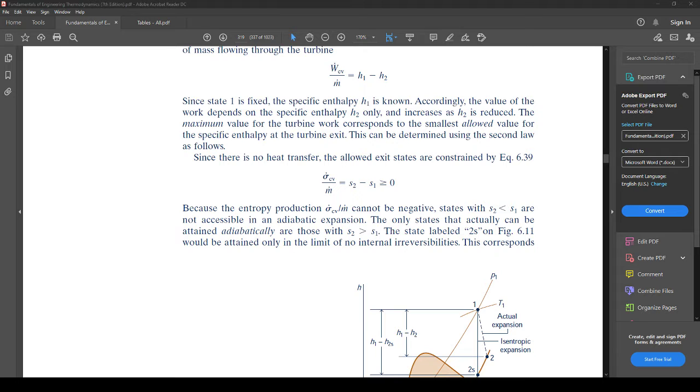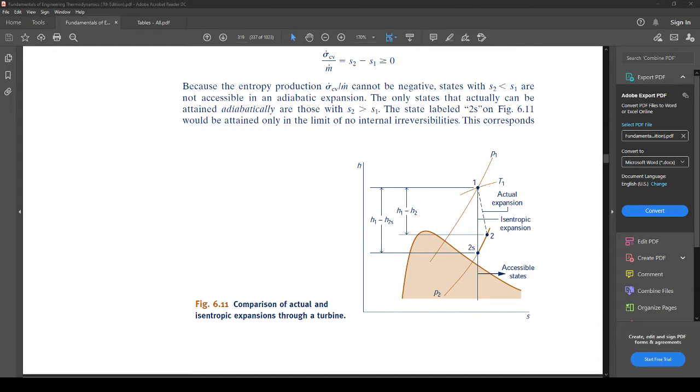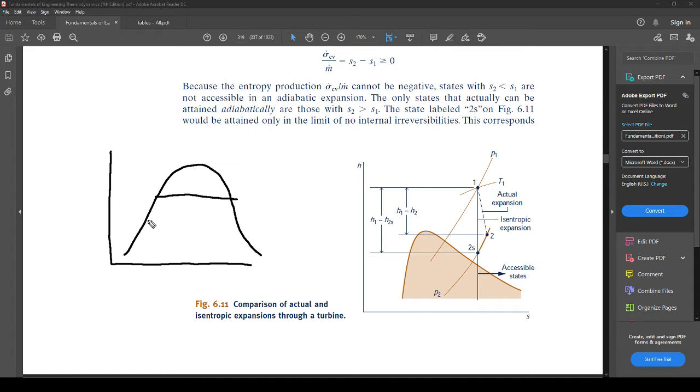And then it says the states labeled 2s on figure 6.11 would be obtained only in the limit of no internal irreversibility. So this is where the notation comes in; you have to learn this. So I'm going to draw my chart again here, a little bit better this time. And this is going to be a TS diagram for the people wondering, so S and T. How you show the perfect state is you mark it with an s. So it's supposed to be like state 2 isentropic. If we did state 1, and it looked like this, I know it's not a straight line, but you get the idea. State 1 is here. State 2 is here. This would be state 2s because it is the isentropic process.